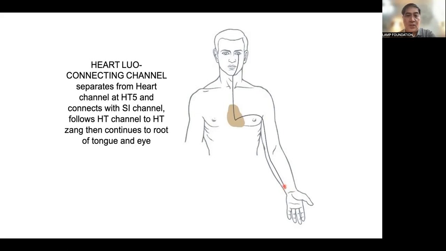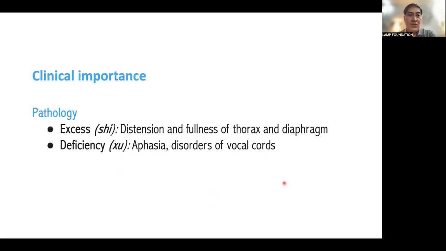The channel again separates from the small intestine channel and follows the heart channel to the heart itself. It then proceeds to the base of the tongue and connects with the eye. So the heart channel really has a connection with the tongue and eye. So that's the luo channel. So what is the importance? We would be able to determine whether the pathology is excess or deficient. We consider it as excess if there is distension and fullness of the thorax and diaphragm, deficiency if there is aphasia and disorders of the vocal cords.